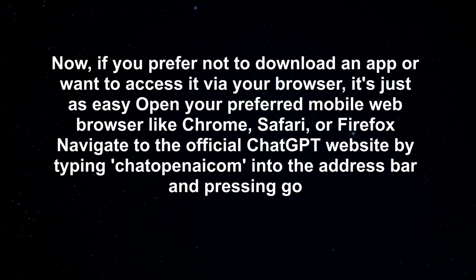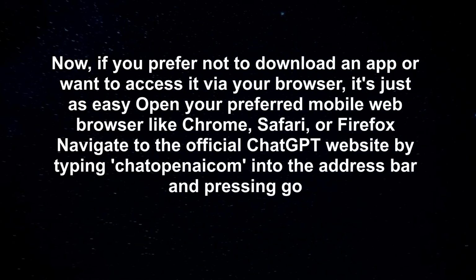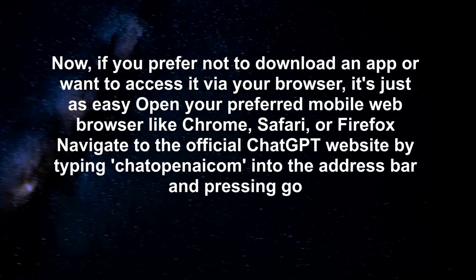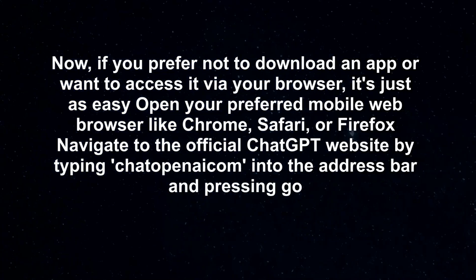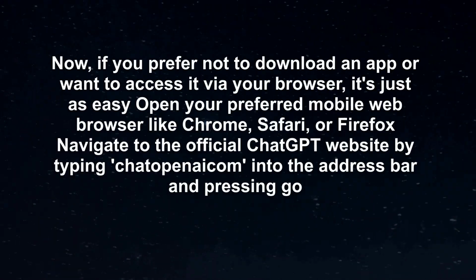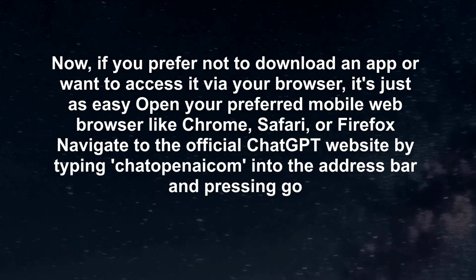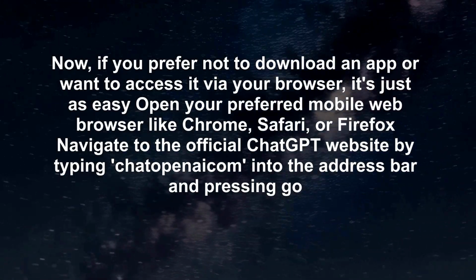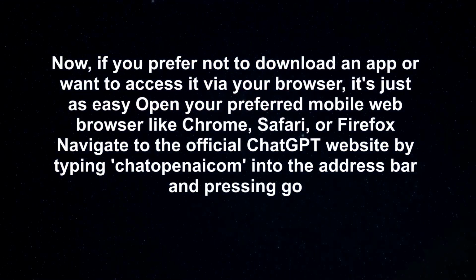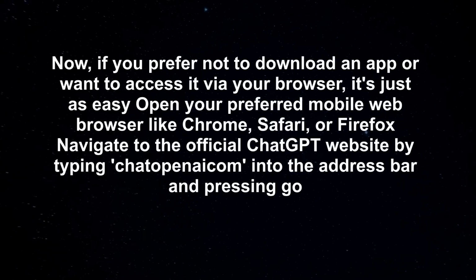Now, if you prefer not to download an app or want to access it via your browser, it's just as easy. Open your preferred mobile web browser like Chrome, Safari, or Firefox. Navigate to the official ChatGPT website by typing chat.openai.com into the address bar and pressing go.